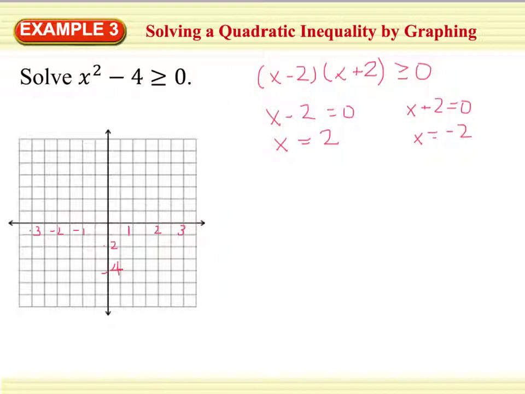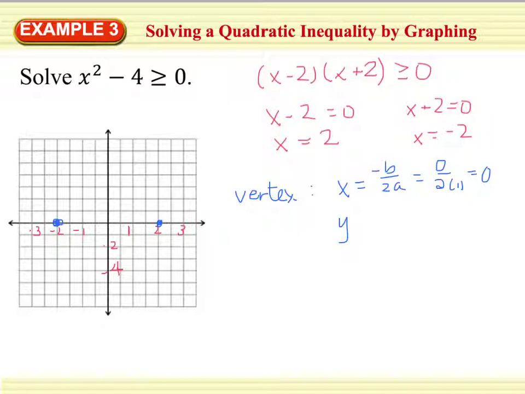And I can plot my x-intercepts. We're at positive and negative 2, so I have one here and one here. I can calculate my vertex. My vertex is going to be found by taking x is equal to the opposite of b divided by 2a. In this case, I don't have a b value, so I'm going to plug in 0 divided by 2 times 1, which gives me 0.